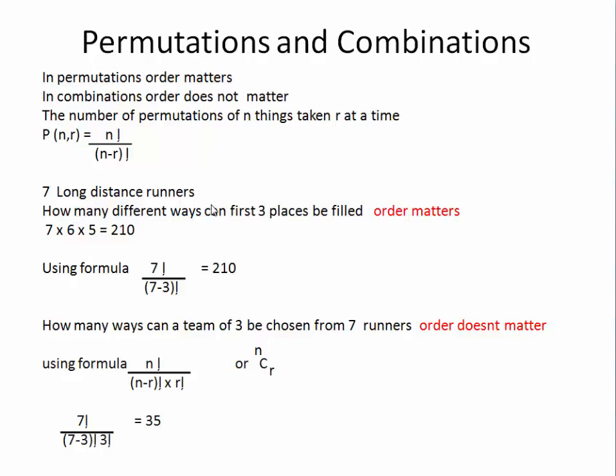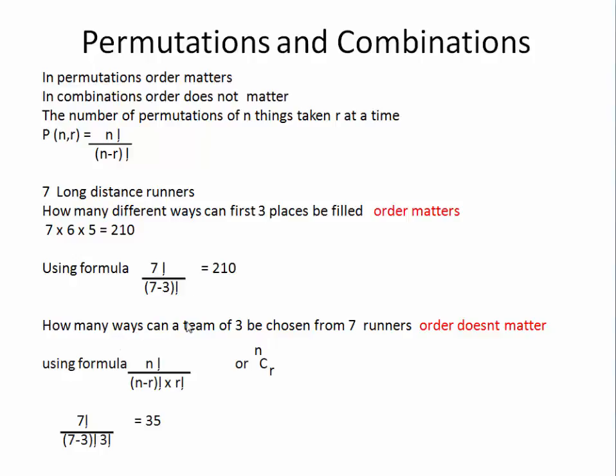So here we've got a team of 7 long distance runners. How many different ways can the first 3 places be filled? So we've got the first 3 places, so the order matters. This is going to be a permutation. If we want to do it manually, it's 7 times 6 times 5, which gives us 210 ways the first 3 places can be filled. Using the formula, we get 7 factorial divided by 4 factorial, which again just becomes 7 times 6 times 5, which is 210.